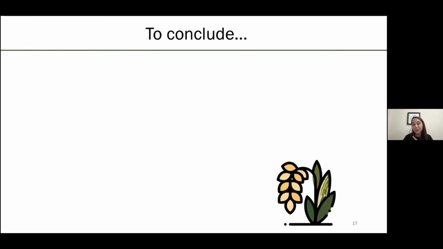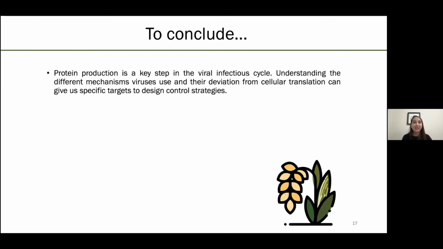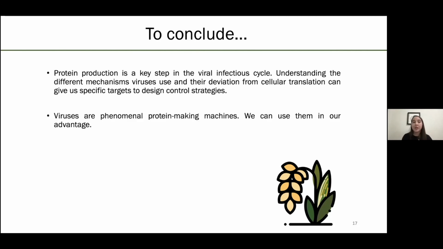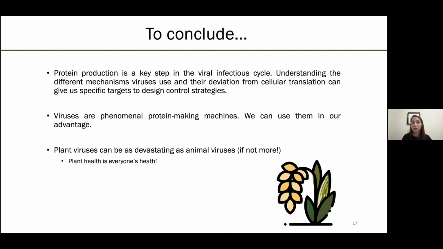So to conclude, I hope I didn't talk too fast. Protein production is a key step in the viral infectious cycle. Understanding the different mechanisms viruses use and their deviation from cellular translation can give us specific targets to design control strategies. So I hope that's the take-home message that I'm leaving you with. But also that viruses are phenomenal protein-making machines, and we can find a way to use them to our advantage if we learn how they work.